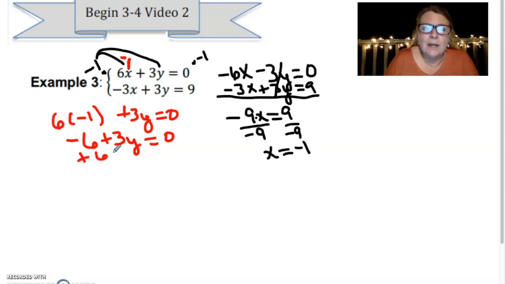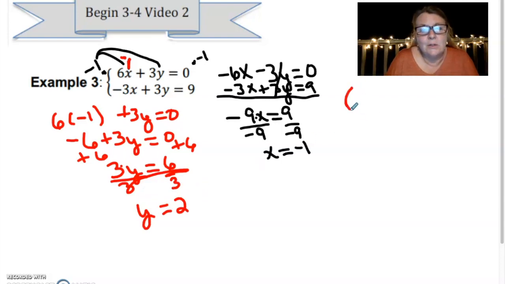Adding 6 to both sides, we have 3y is equal to 6. Dividing by 3 because this is multiplication, y would be equal to 2. Now I think my solution is x is equal to -1, y is equal to 2. I'm not going to box this in until I go up and check and make sure this really does work in both equations. And then you don't have to have a solution guide.